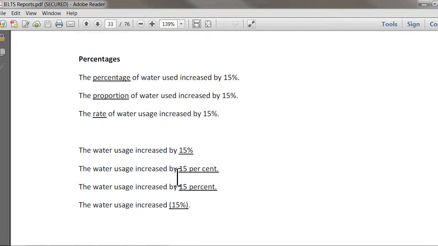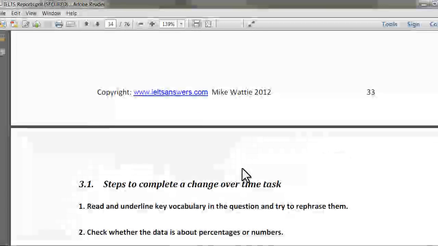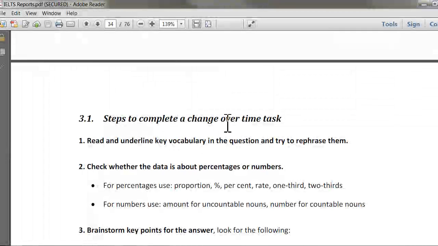Okay, so I've given lots and lots of examples so that you can avoid always sticking to the same sentence, and then we're doing damage to our score for lexical resource and also for grammar because we end up with these repetitive structures. So that's quite important. Okay, and then we get to our steps, step by step. How can we do our tasks?